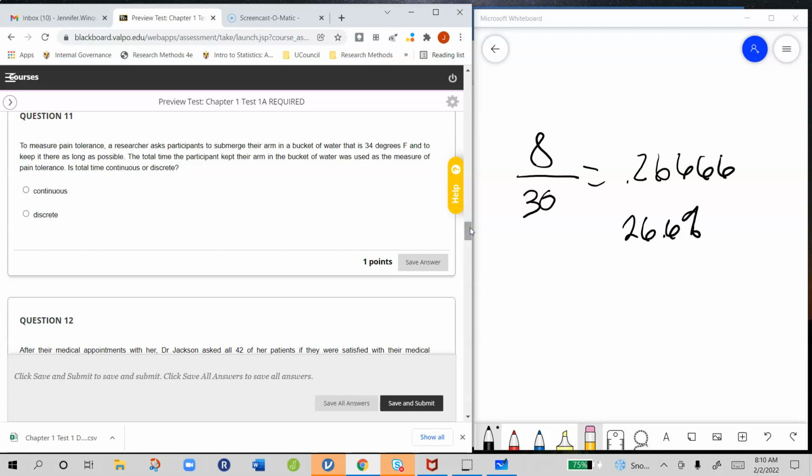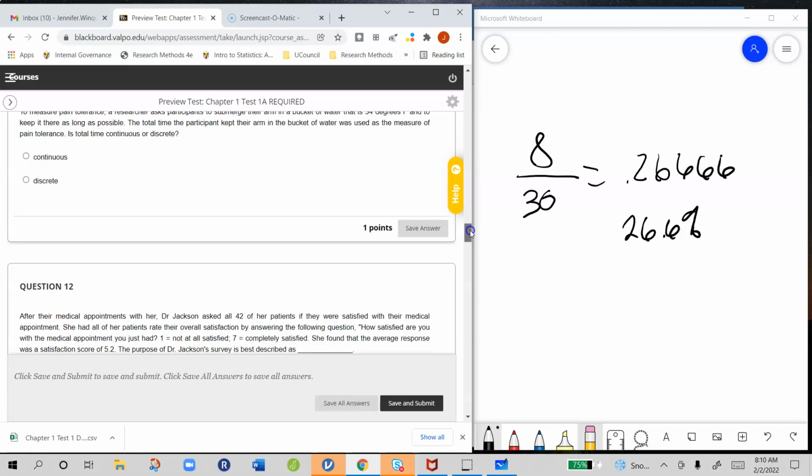And then next we're looking at the same variable, but now we want to know if it's continuous or discrete. And this would be a continuous measure. Looking at time, fractions and decimals do make sense. And so it's continuous there.